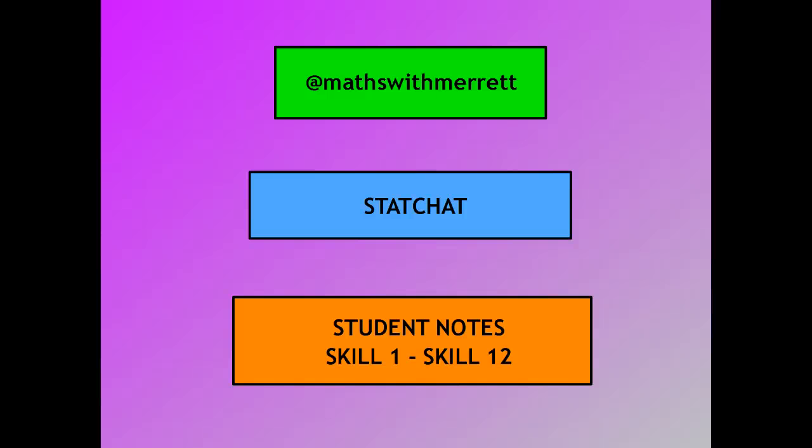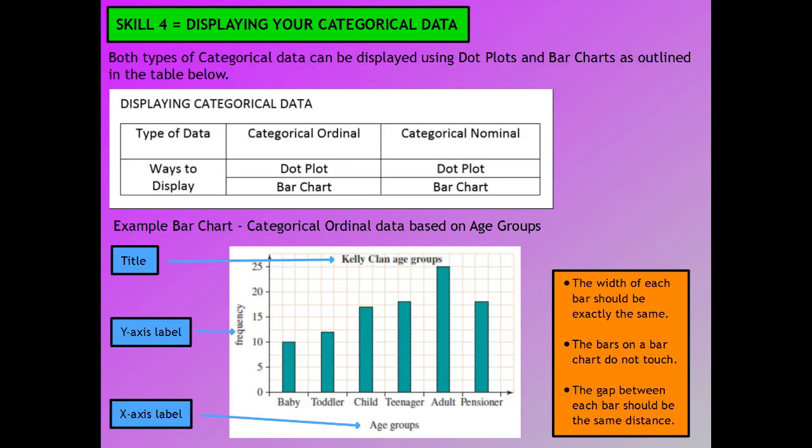StatChat Skill 4. Knock on the door. Who's there? It's displaying your categorical data. Alright, there's two different ways we're going to focus on, and one of them we've already done, which is good news. We've already done a dot plot. So today we're just going to focus on the bar chart.